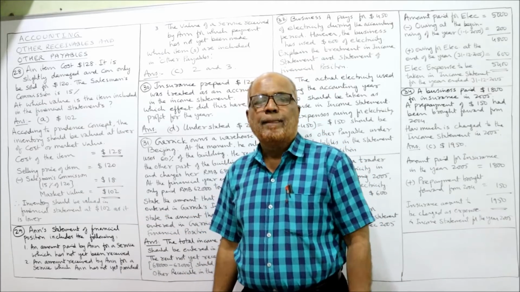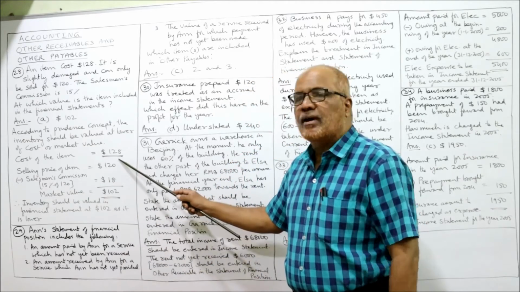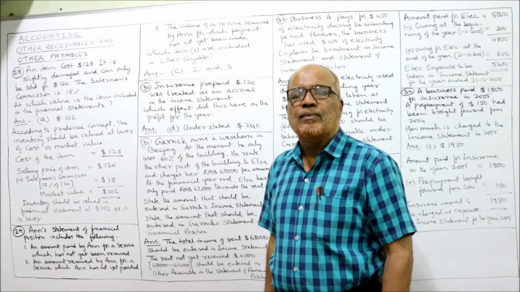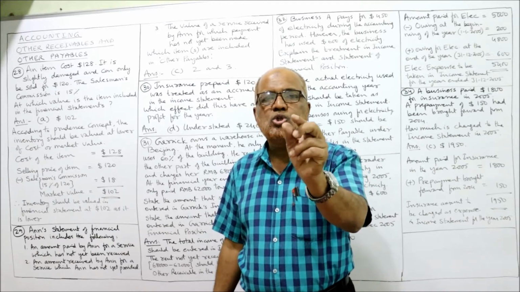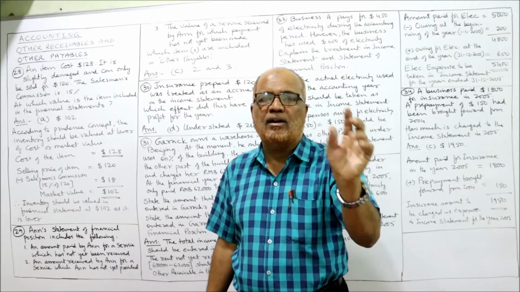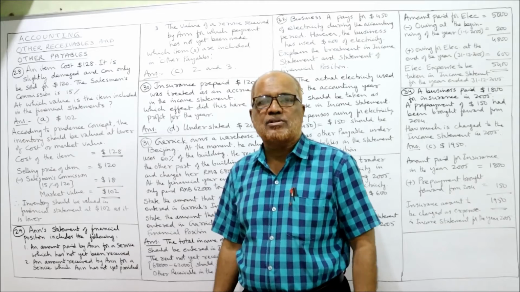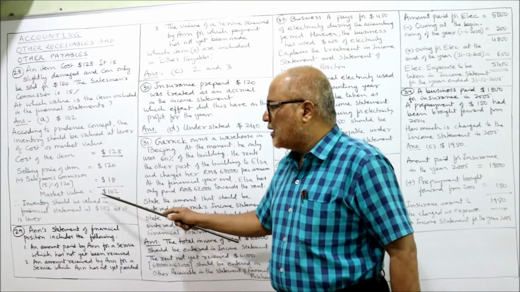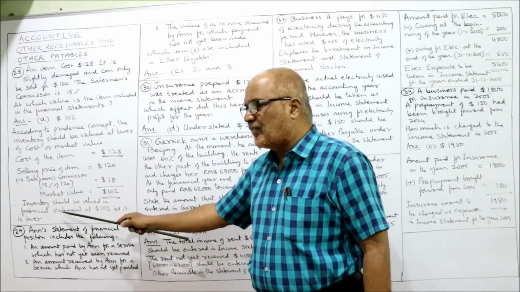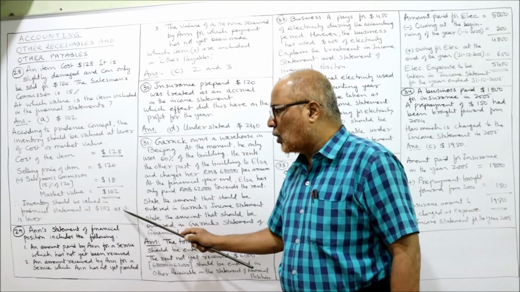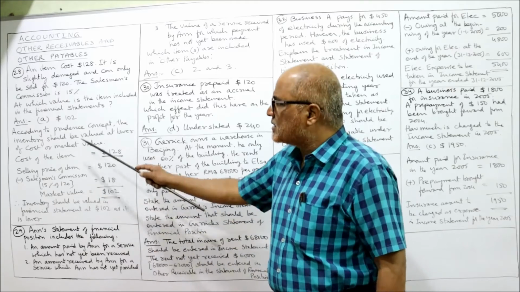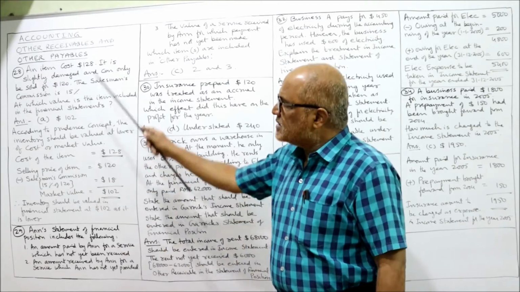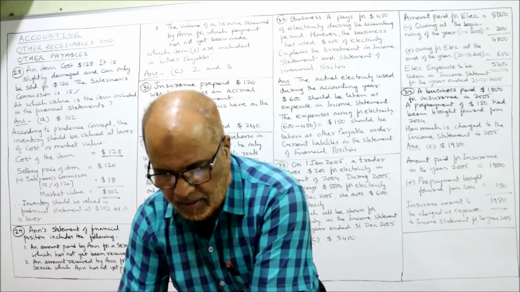Net realizable value. So what is the cost of the item? $128. What is the net realizable value? $102. Whichever is lower should be taken as the value of inventory in the financial statements. So whichever is lower, 128 or 102? 102 is lower. Therefore, the inventory should be valued in financial statements at $102 as it is lower. So the correct answer is A, $102. That's it. This is the end of problem number 28. Now problem 29.